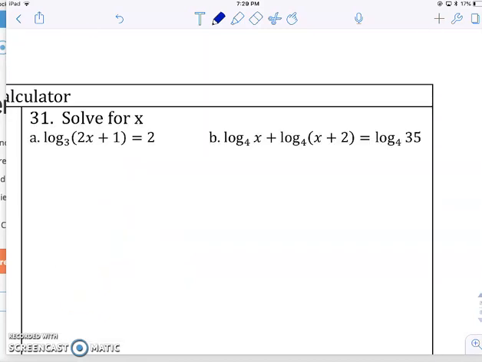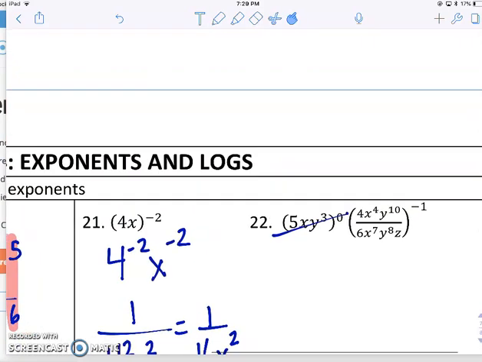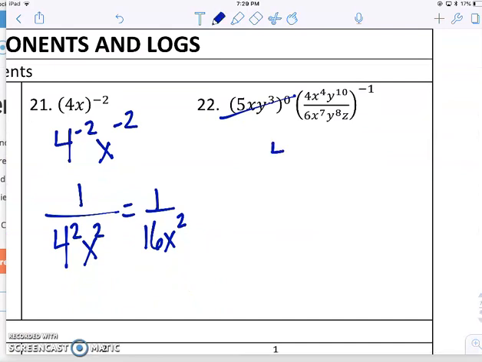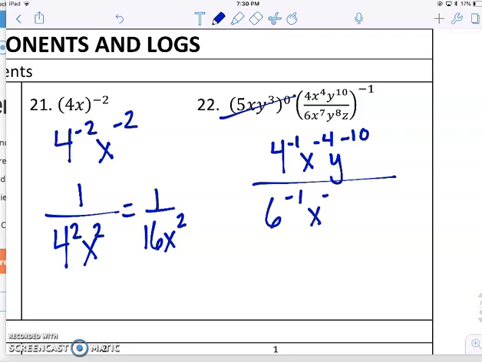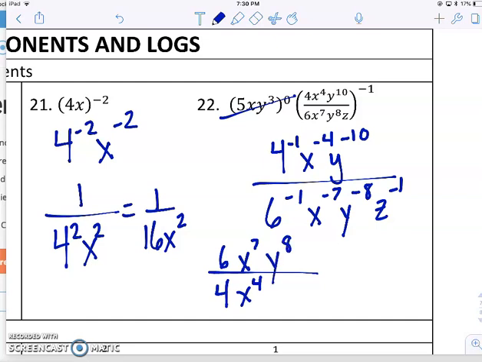So we could raise everything to the negative 1 power. 4 to the negative 1, x to the negative 4, y to the negative 10, divided by 6 to the negative 1, x to the negative 7, y to the negative 8, z to the negative 1. Now I'm going to move sides that they're on since they're negative. So 6, 4, x positive 7, x 4, y 8, y 10, z to the first.